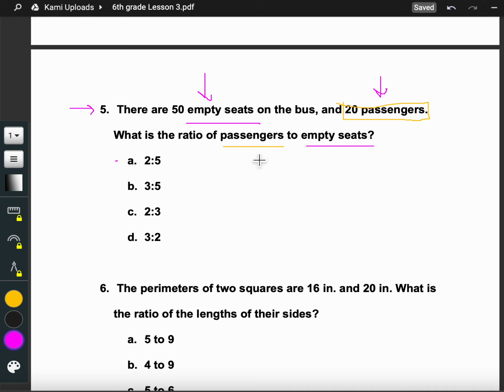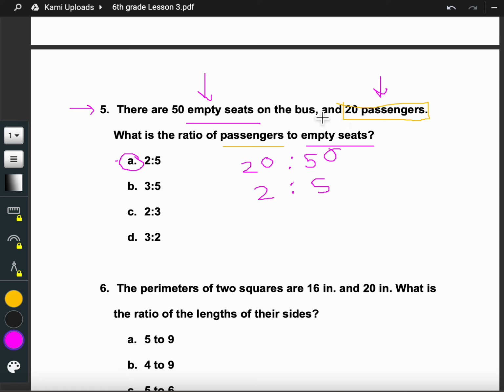So if you write the unsimplified version, it's going to be 20 to 50, right? And we know they both have zeros, so they must be divisible by 10. So 20 divided by 10 is just 2. 50 divided by 10 is 5. So number 5 would be A.